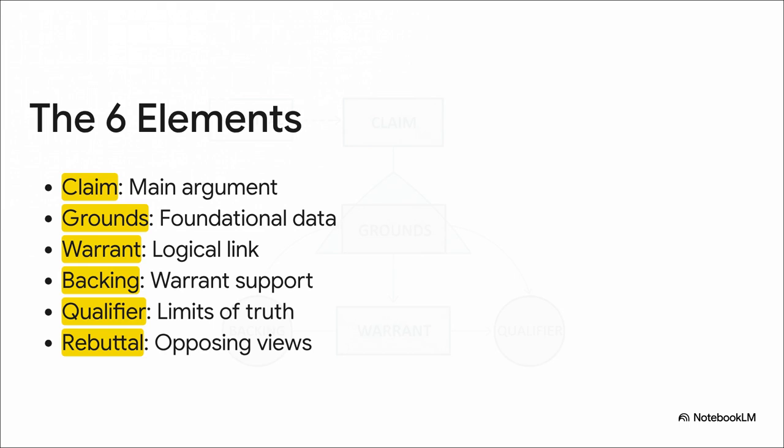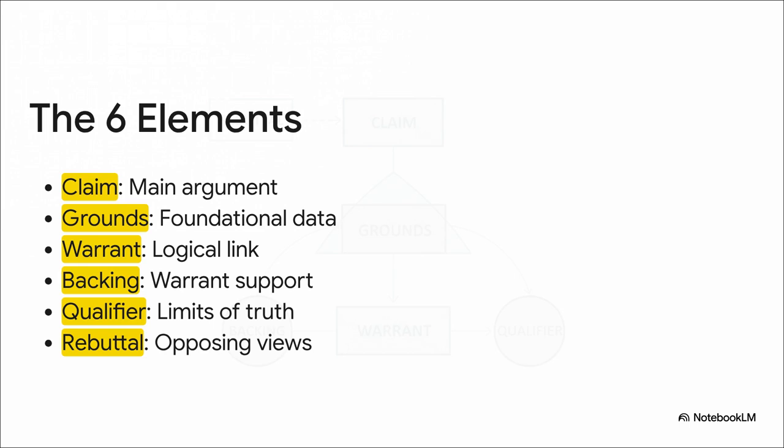First up, we have the claim. This is the main assertion you want to prove. Second, we have the grounds, which are the data, evidence, and specific facts serving as your foundation. Third is the warrant. This is the logical link, the assumption that connects your grounds to your claim. Fun fact for you, missing warrants are actually the number one reason everyday arguments completely collapse.